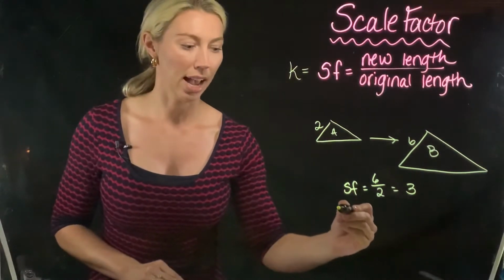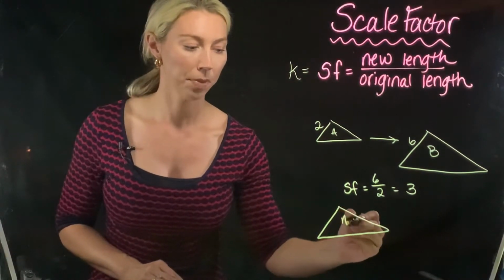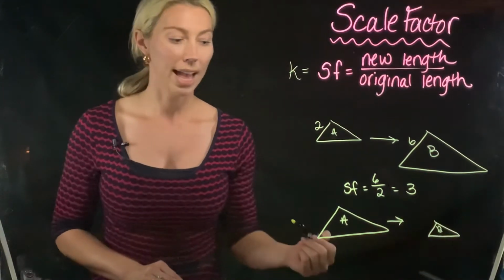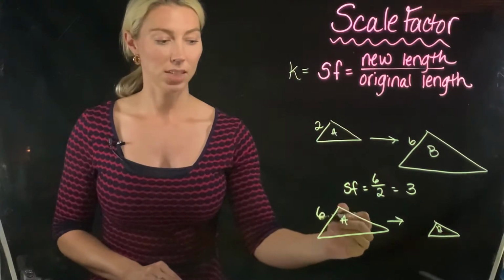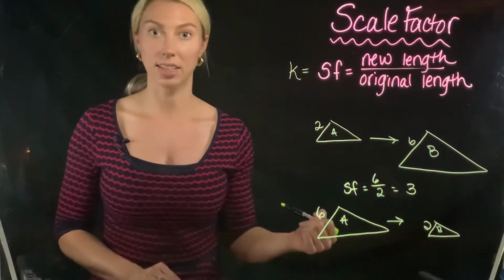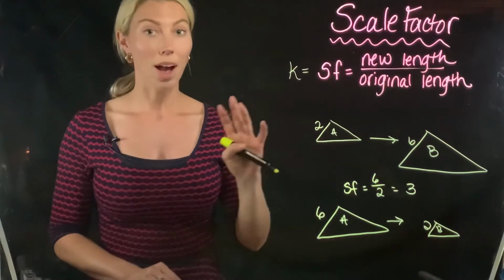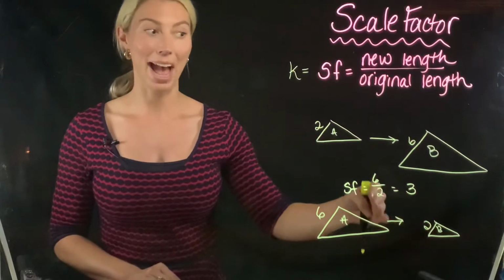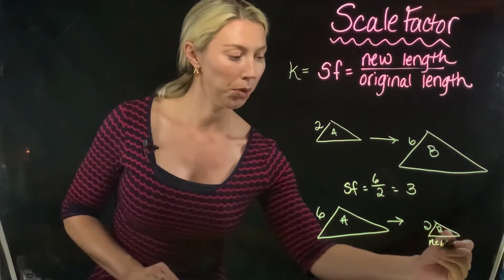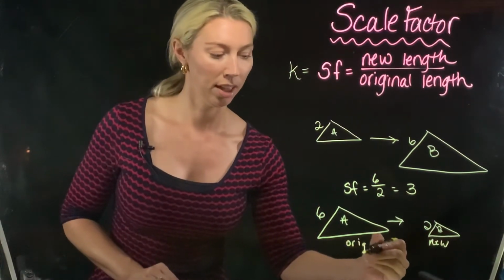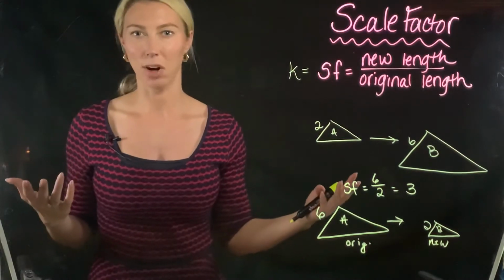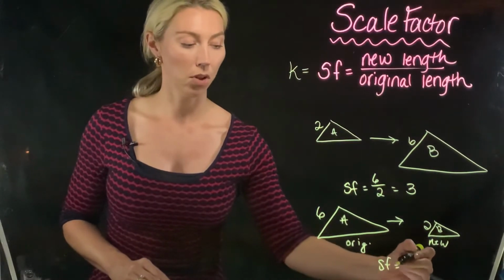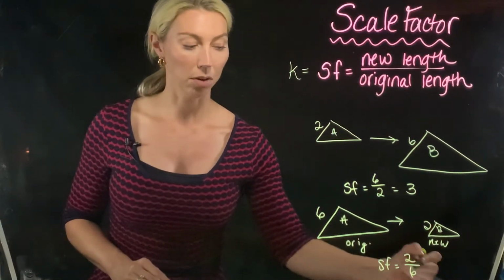So let's say I had figure A, and it becomes figure B, and let's use these same numbers. Let's say 6 was this original side, and now this side changes to 2. Again, I physically have to write it out when I'm working out the problem. I have to write, this is the new, this is the original. That's just how my brain works. I'll make a mistake or get confused if I don't do that. So the scale factor is always going to equal your new shape divided by your original shape.